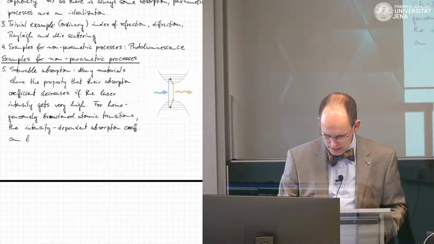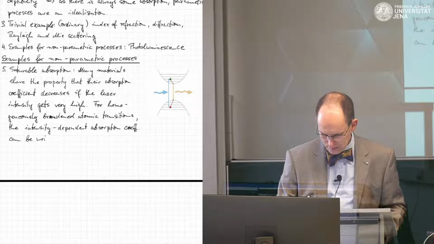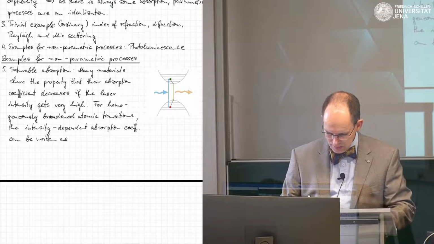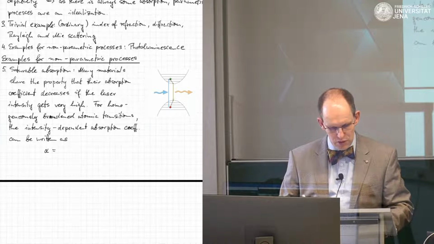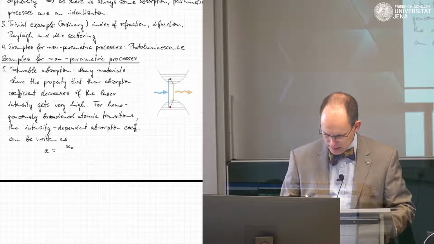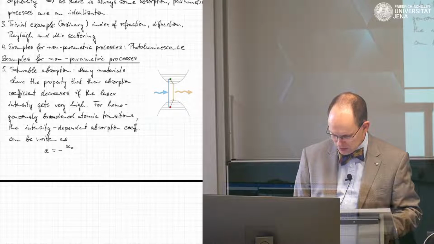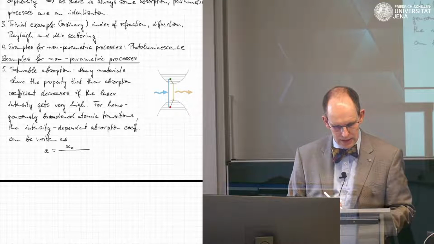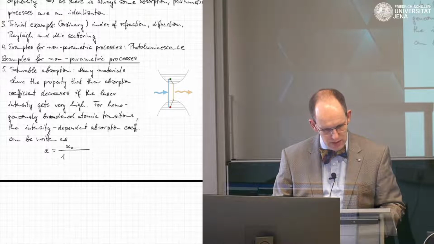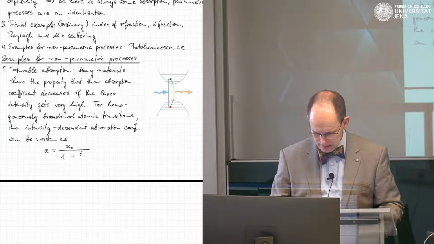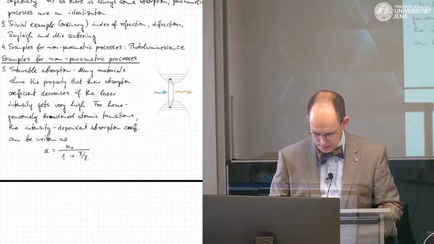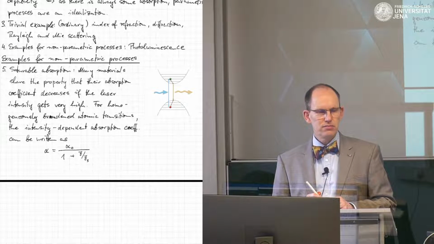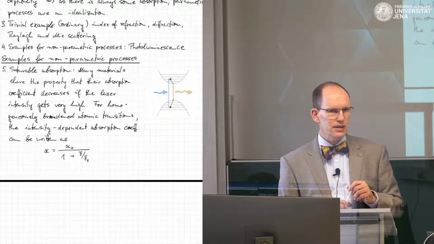can be written as alpha, so that's the absorption coefficient, is equal to some alpha naught, which is the absorption coefficient at low intensities, divided by 1 plus I, the intensity, divided by the saturation intensity. Yeah? Sounds a little bit trivial, doesn't it?